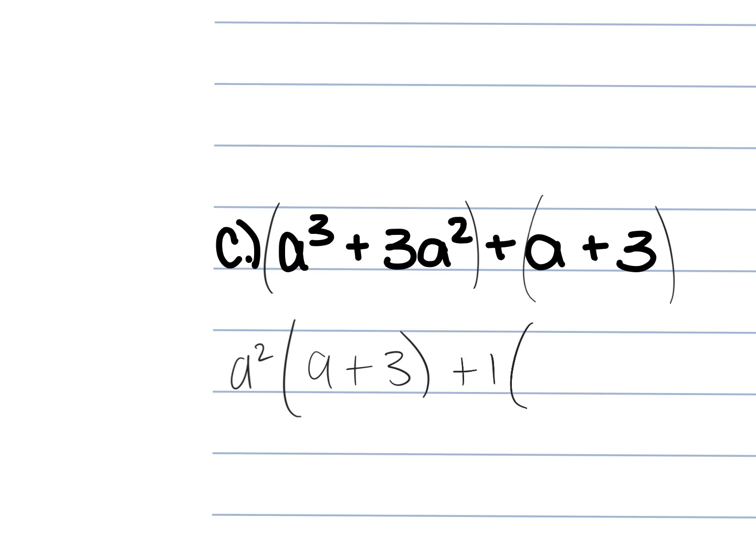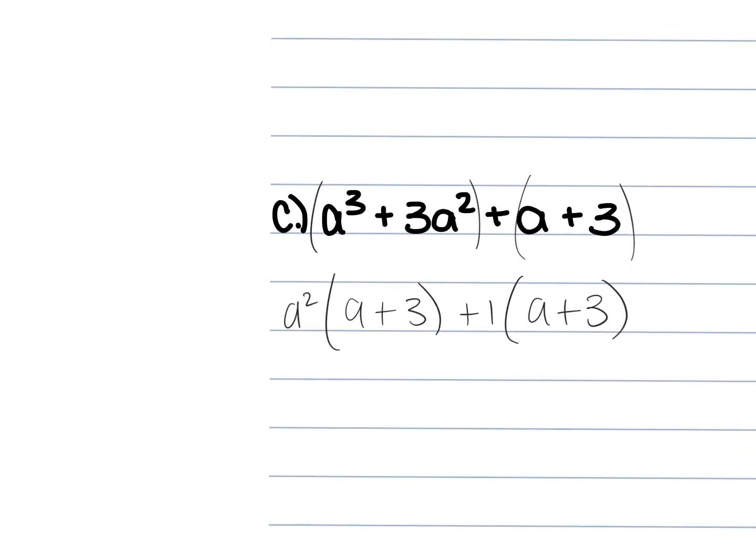Wait, did someone say A? Why can't I pull out an A from a plus 3? 3 does not have an A. Very good, Michael. So we get what? A plus 3. So what matches? The parentheses, a plus 3. We're done once it matches.